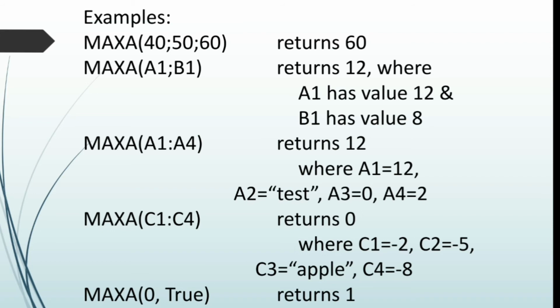MaxA 0 and true. We know that Boolean values mean that true is treated as 1 and false is treated as 0. So this true would be converted to 1. So the function MaxA 0 true would return the value 1.